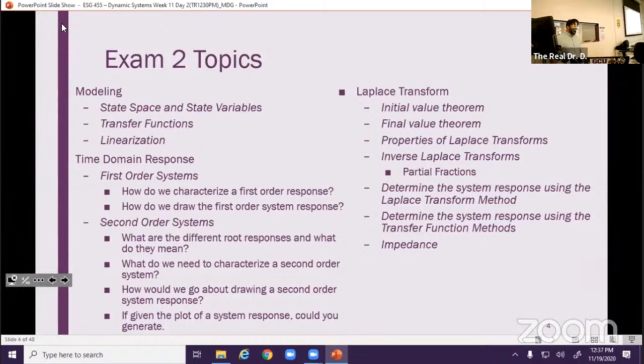How do you draw a first order system? We set up a little algorithm: find the time constant, find the settling time, and because it's first order, just draw a nice exponential curve.